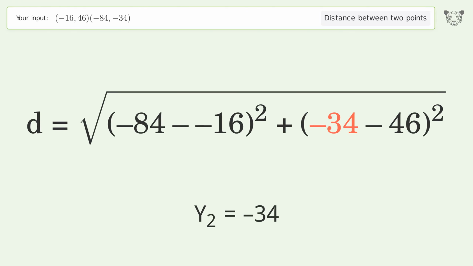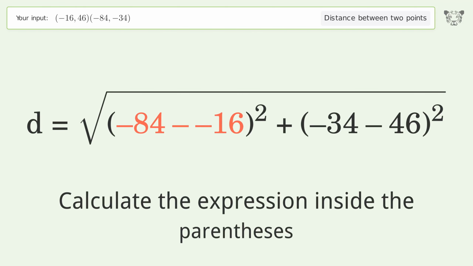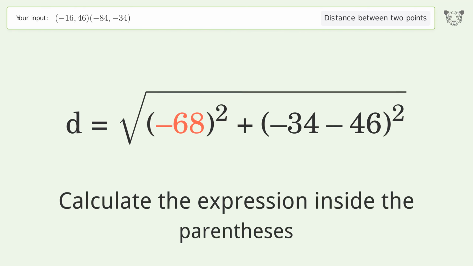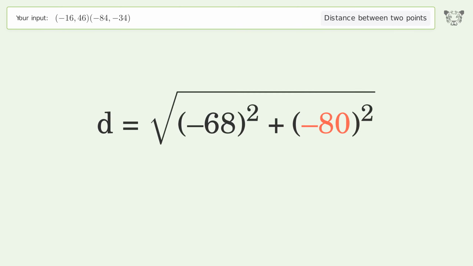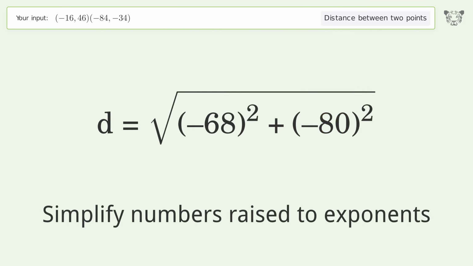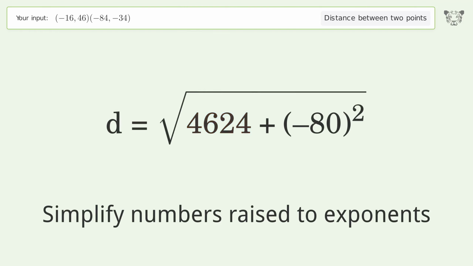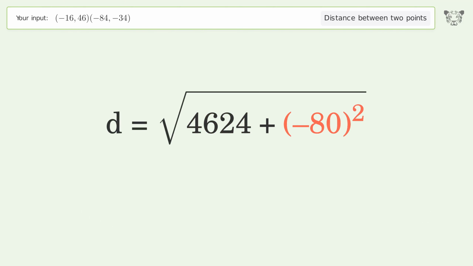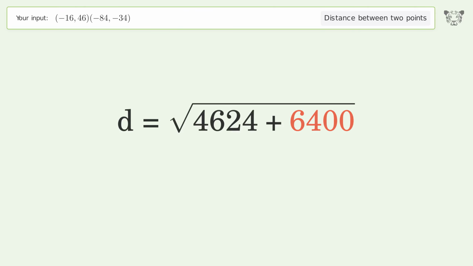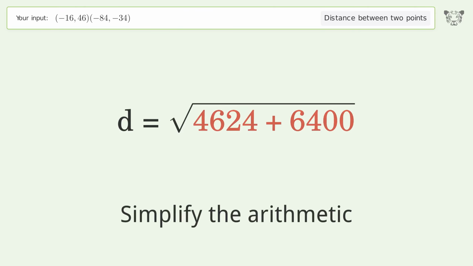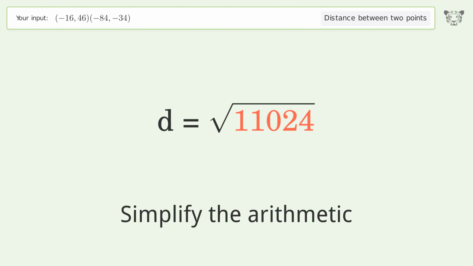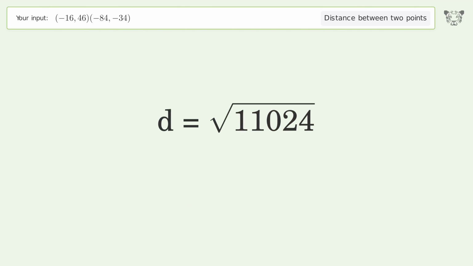Calculate the expression inside the parentheses. Simplify numbers raised to exponents. Simplify the arithmetic. And so the distance between the 2 points is the square root of 11,024 or 104.995.